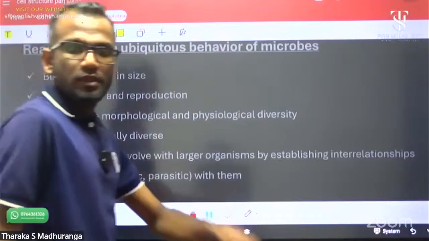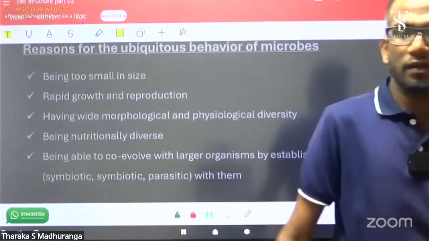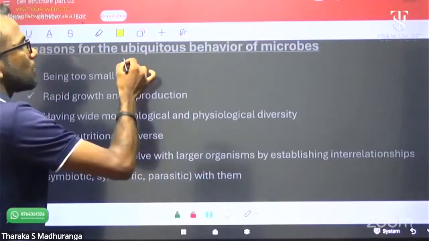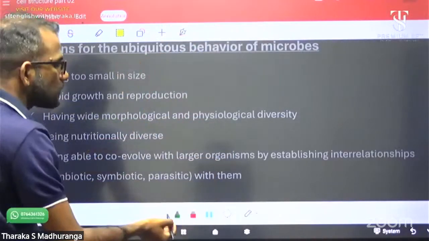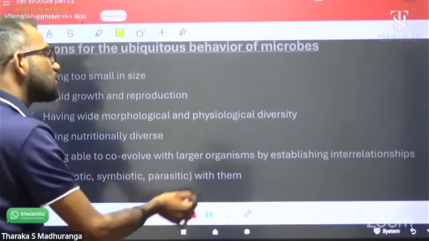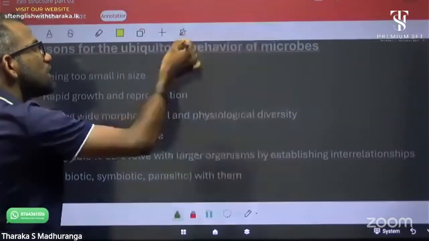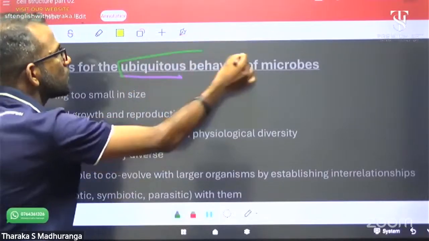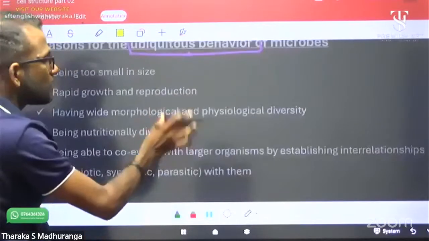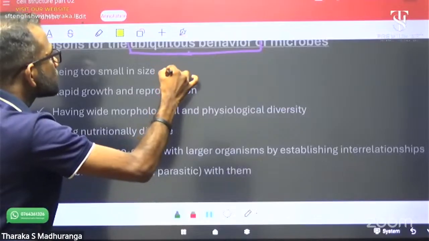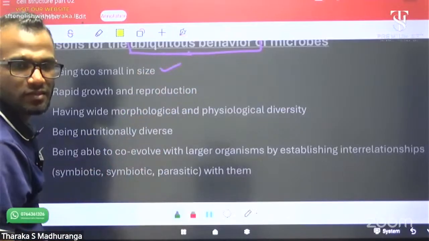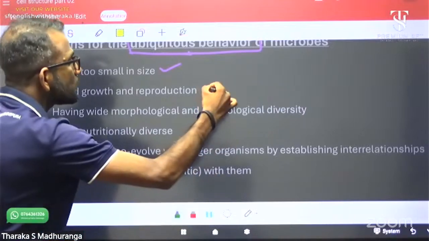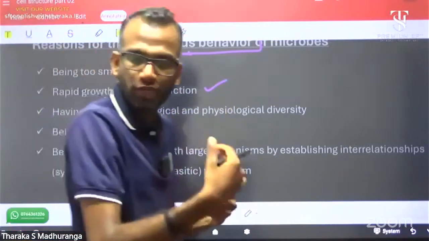Okay, the next important part: reasons for the ubiquitous behaviors of microorganisms. That means they can live in extreme environments as well. The first reason: they are too small in size, and they have a rapid growth and reproduction rate.